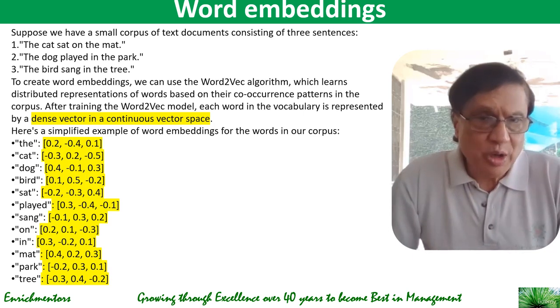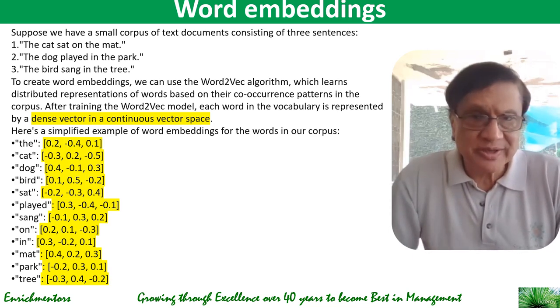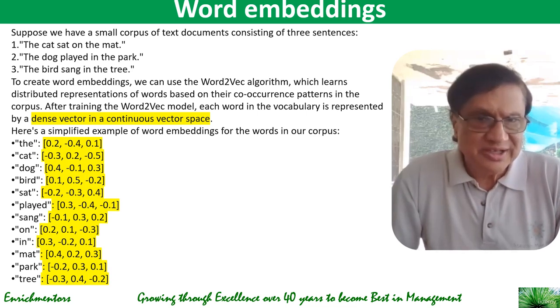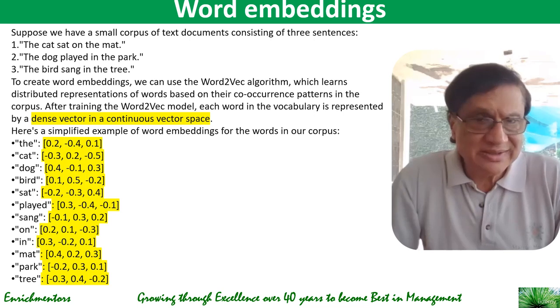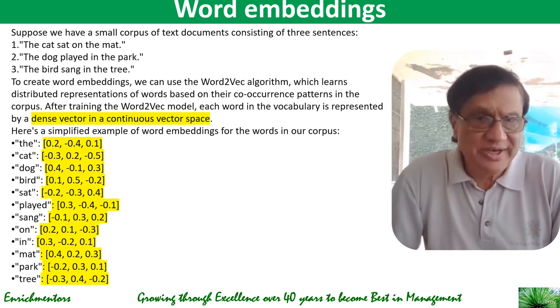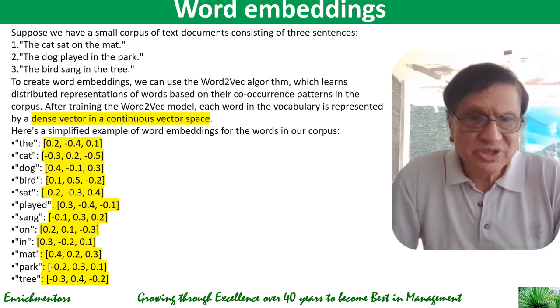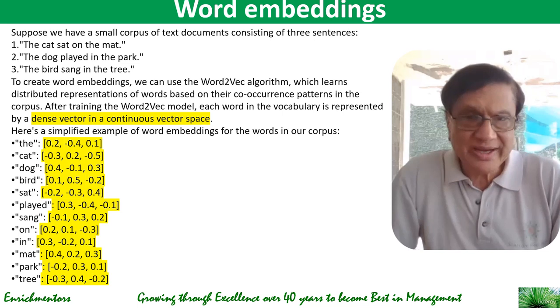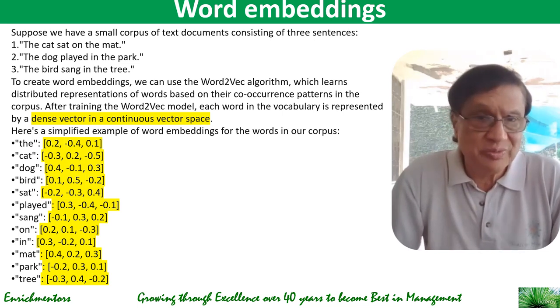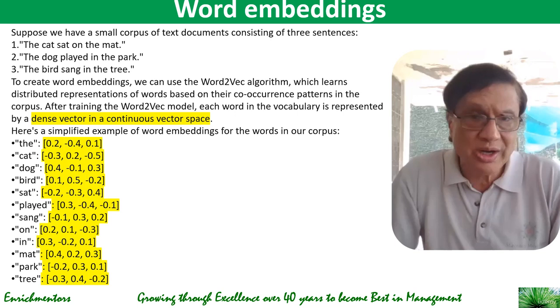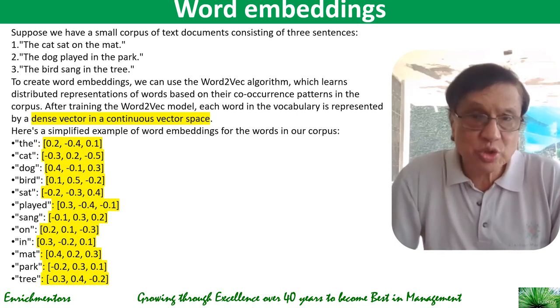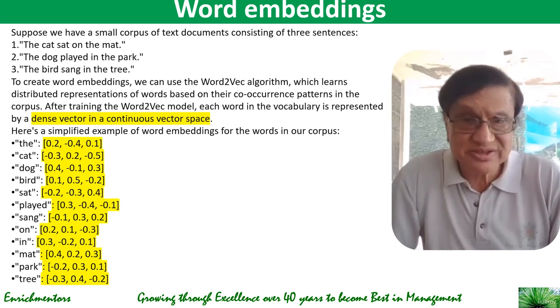Suppose we have a small corpus of text documents consisting of three sentences. The cat sat on the mat, the dog played in the park, and the bird sang in the tree. To create word embeddings, we can use the word2vec algorithm, which learns distributed representations of the words based on their co-occurrence patterns in this corpus of three sentences.